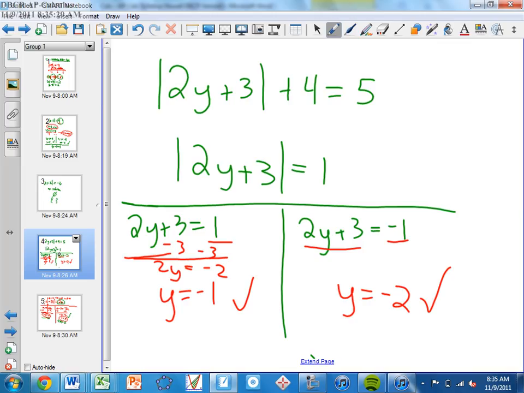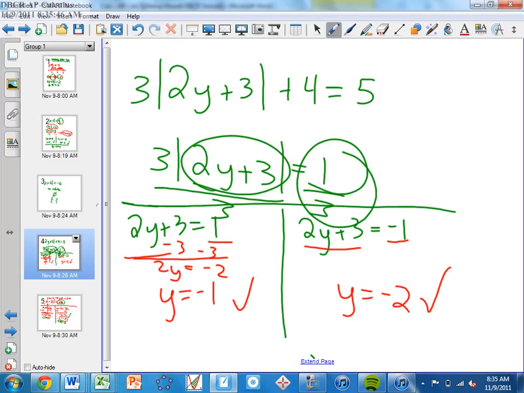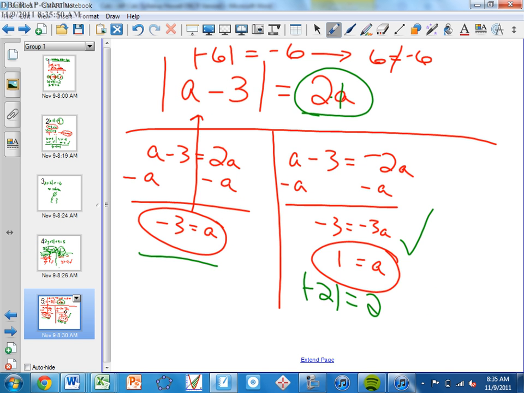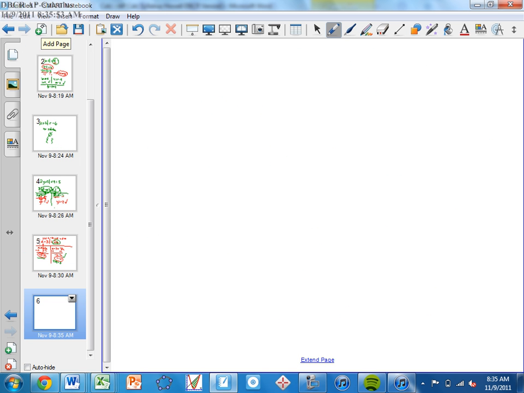If you had a number like, let's say, 3 out here, how do I get rid of the 3 now? Divide. Again, please don't multiply the 3 in. Just divide by 3. You'll get 2y plus 3 equals 1/3. Okay, and then you make your 2 equations for it. So if you have a number in the front, make sure you divide. All right, let's go into a word problem.